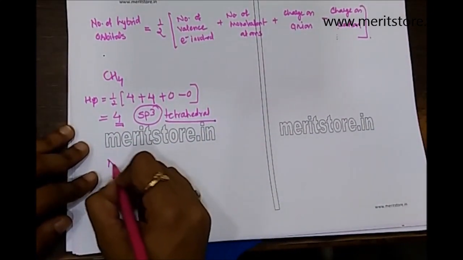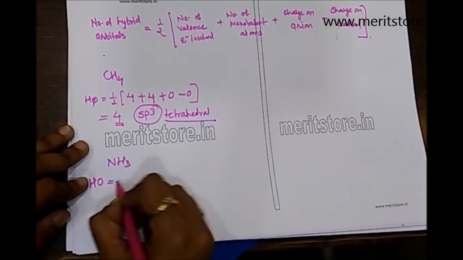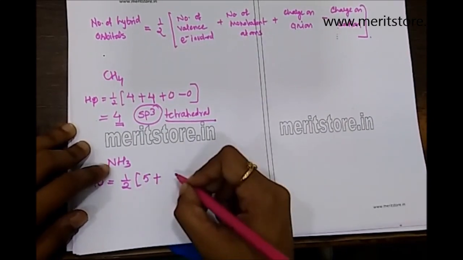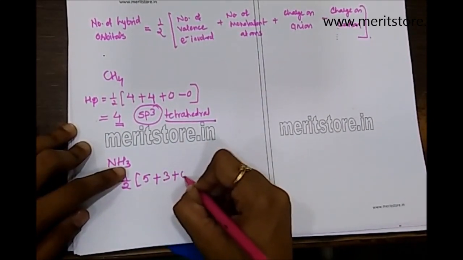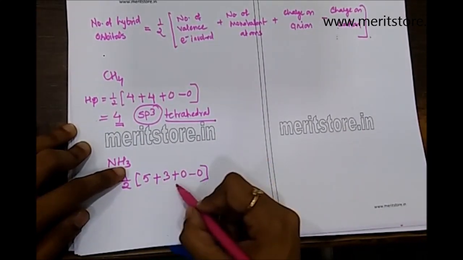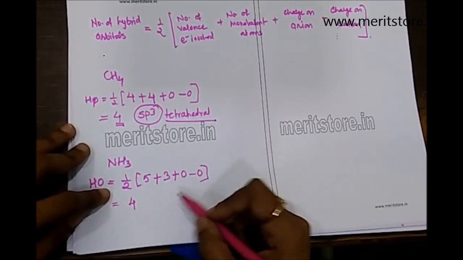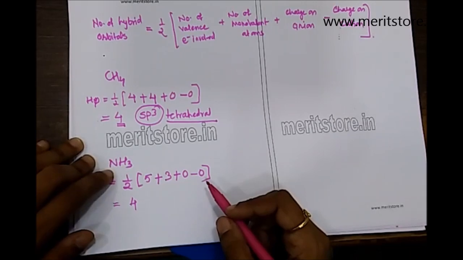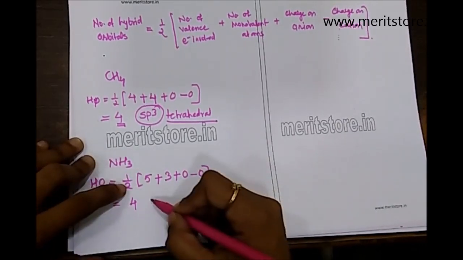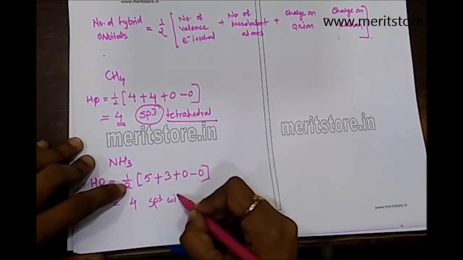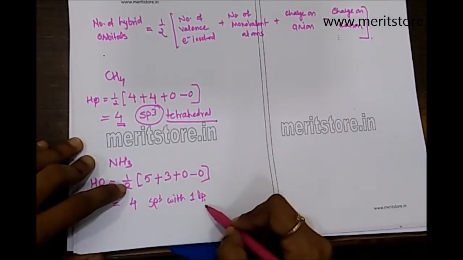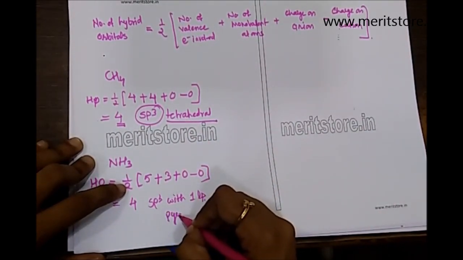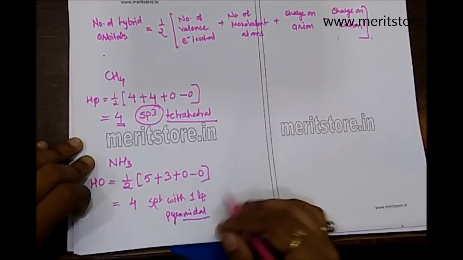But if I talk about a molecule like ammonia, hybrid orbitals will be equal to half. The outermost shell of nitrogen contains 5 electrons, plus there are 3 monovalent atoms. It's a neutral molecule, so plus 0 minus 0. This is 8 divided by 2, so the answer will be 4. But this time the number of hybrid orbitals is more than the number of atoms bonded to the nitrogen. How many more? It's 1. That's why this is sp3 hybridization with 1 lone pair. Due to the 1 lone pair, there will be distortion in the molecule. Now tetrahedral geometry will be distorted to the pyramidal shape. So in this way you can calculate for any molecule.